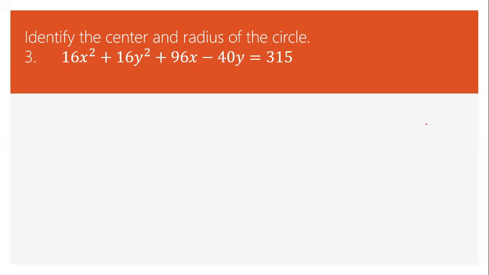Okay, another example: 16x squared plus 16y squared plus 96x minus 40y is equal to 315.